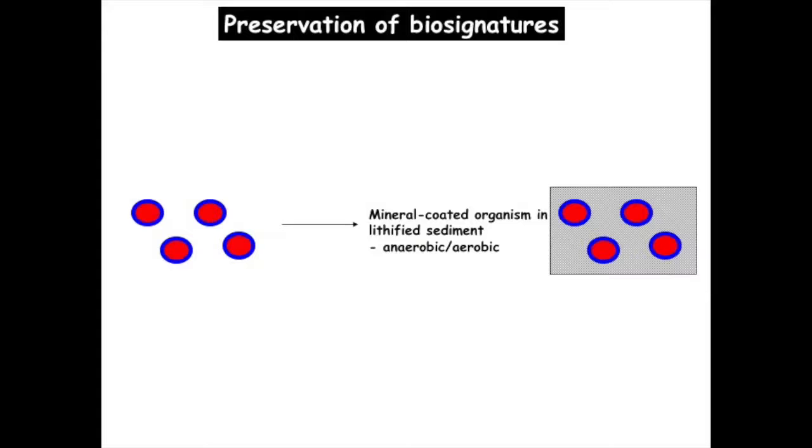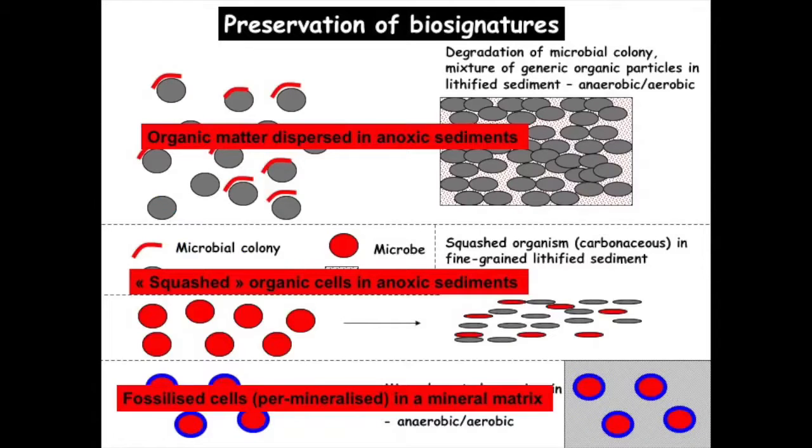organic shell. Then we have the preservation, the mineralization, permineralization, fossilization, whatever you want to call it, the mineral replacement of organic cells, and these can be preserved in sediments, anoxic or oxic sediments. So we have these three major means of preservation.